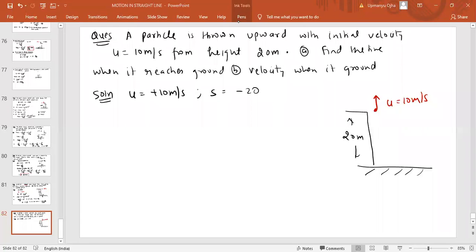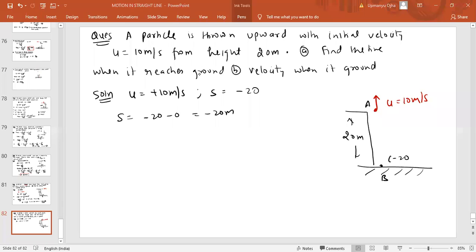Let us suppose we have thrown the object from point A. It goes upward, it comes downward and reaches point B. So what is displacement? Displacement is the final position minus initial position. So if I write S, what is the final position of the object? Minus 20 because it is below the reference point. So minus 20 minus 0, which is minus 20 meters. So here S is the displacement, not the distance. So displacement would be minus 20.